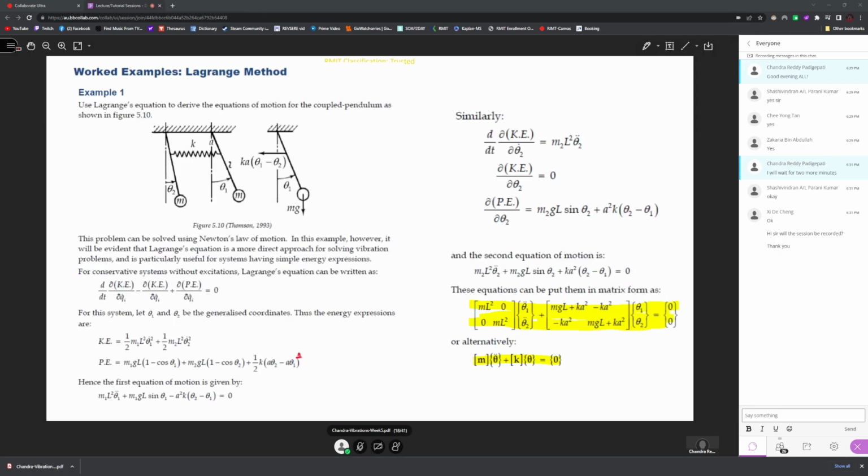All right, this example is again applying Lagrange's method, solving the same coupled pendulum. You can see that the two equations of motion are listed here. This is the first equation of motion, and this is your second equation of motion. These two equations you can combine together and write in matrix format, just like we have done for Newton's law. Then you can rewrite in matrix format.